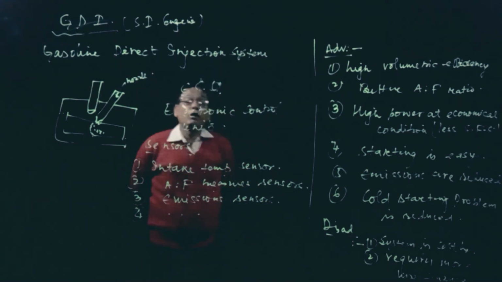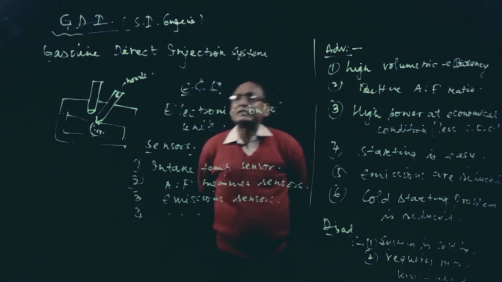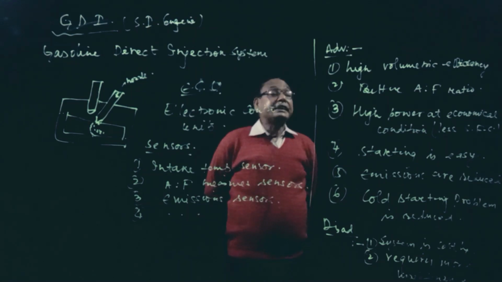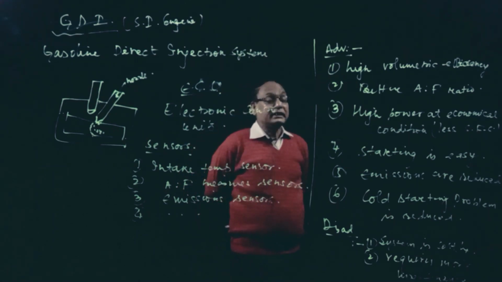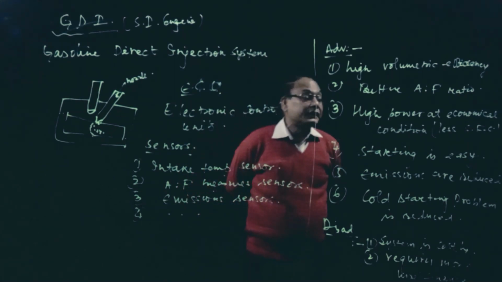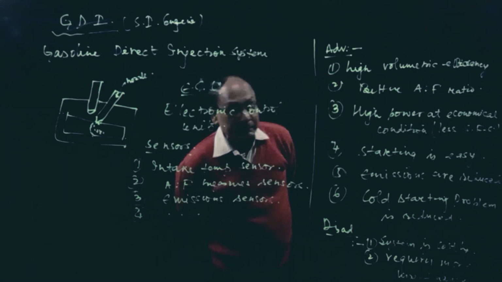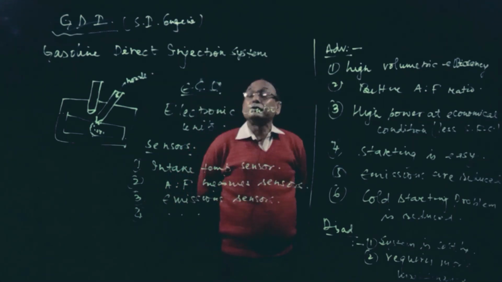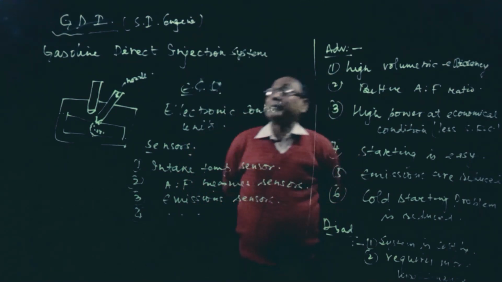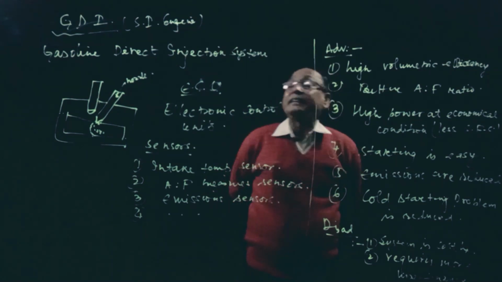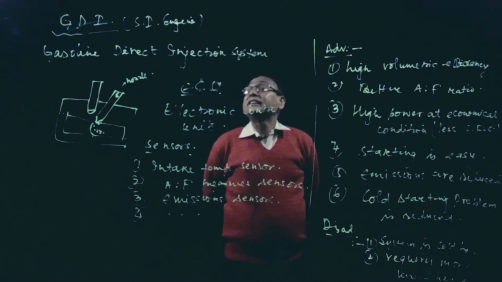Since it has all the electronic control units and sensors, what are the advantages of this system? High volumetric efficiency, better air fuel ratio, high power at economical condition, that is less specific fuel consumption, starting is easy, emissions are reduced, and the cold starting problem is also not there. The disadvantage is that this system is complicated because so many electronic control units and sensors are there, so the system is costly. We have to spend a lot of money for this. It requires more maintenance because a lot of parts are there, definitely maintenance cost will be higher. So this is about the GDI.